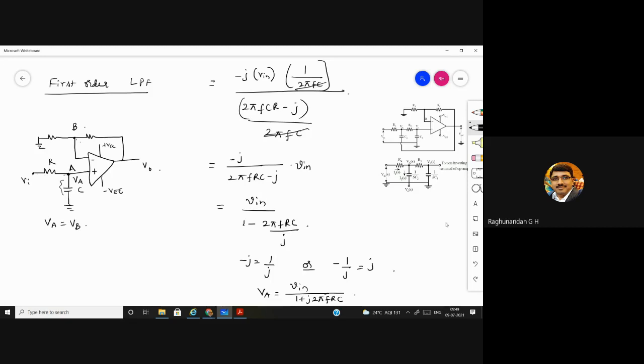Now we will apply a formula to this. Which formula are you going to apply? Inverting or non-inverting op amp formula? Inverting, sir. Okay. Why inverting? Why not non-inverting?